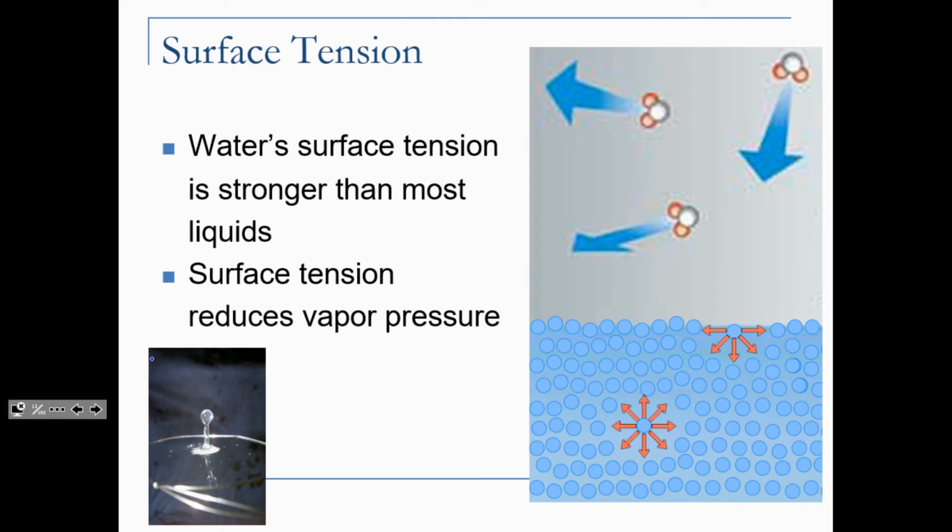Water surface tension is stronger than most liquids. Surface tension reduces vapor pressure. So sometimes on the surface of water, you'll see little bugs that are jumping around, and that's because the ability to break the surface of water can be tough if you don't have a whole lot of mass. Evaporation occurs on the surface of a liquid. If we have a high surface tension, it's very difficult for these water molecules to escape the surface and vaporize. So we don't have a high vapor pressure with water.